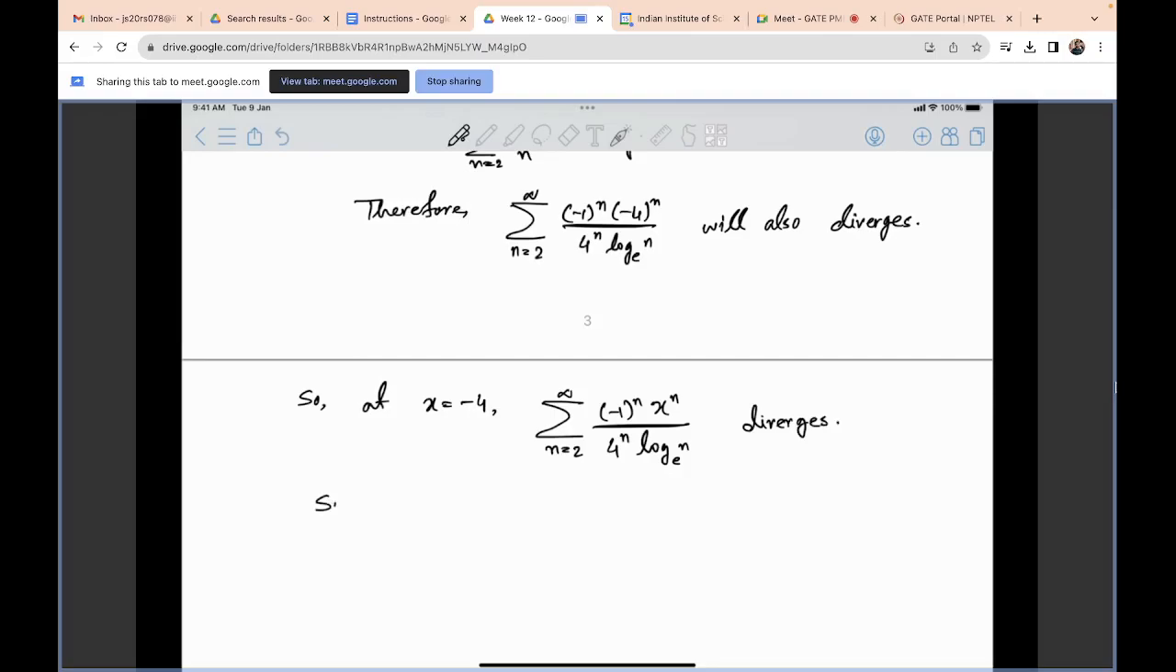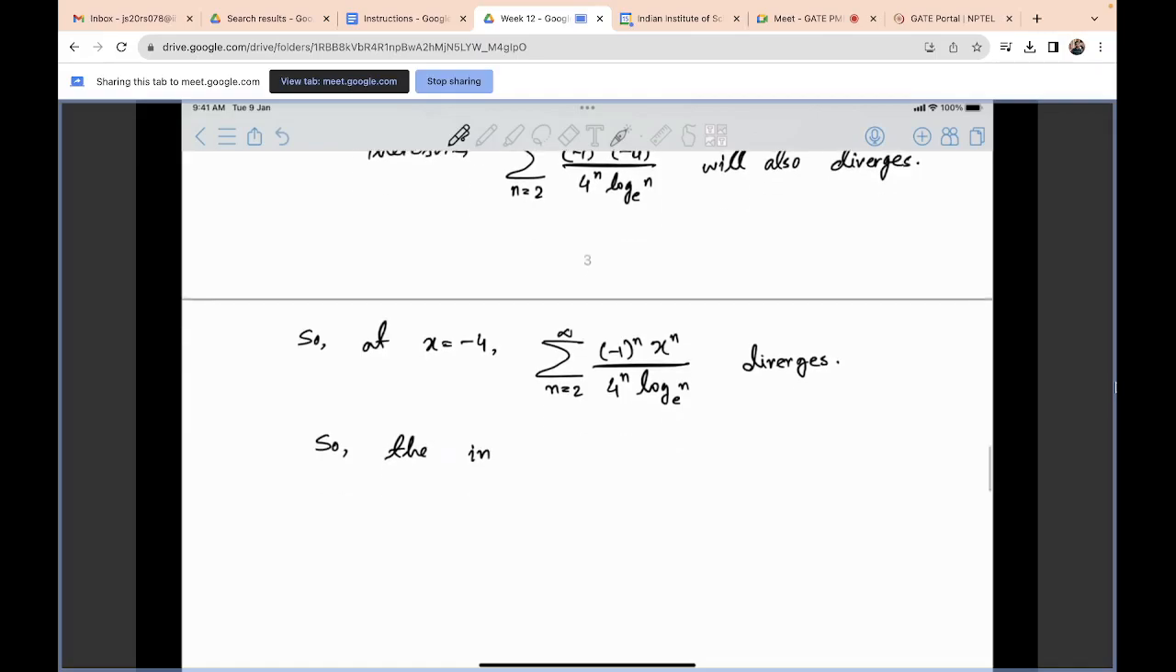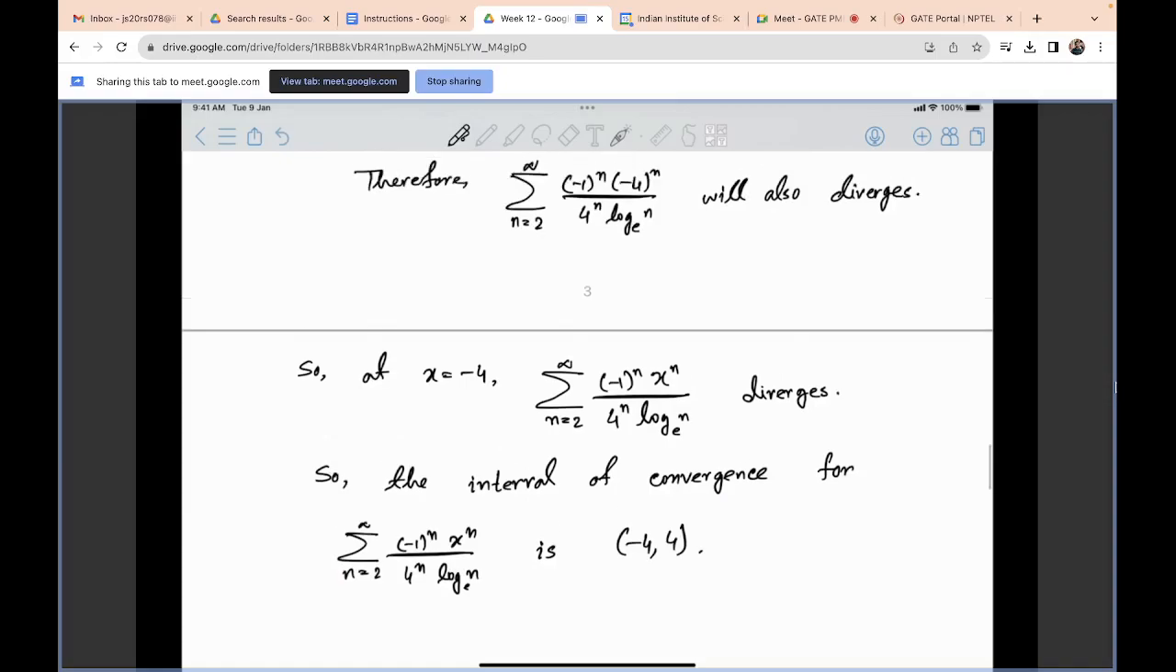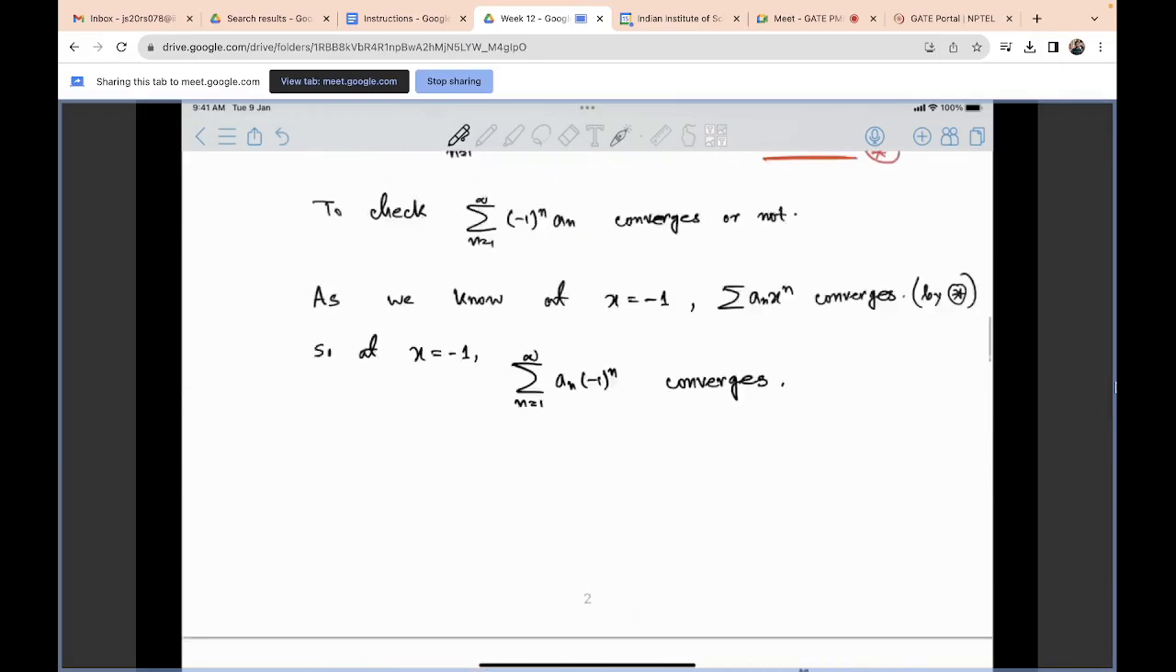So the interval of convergence cannot be a closed interval. The interval of convergence for this series is minus 4 to 4, right? Because at the point minus 4 it is not convergent. So this is the interval of convergence.